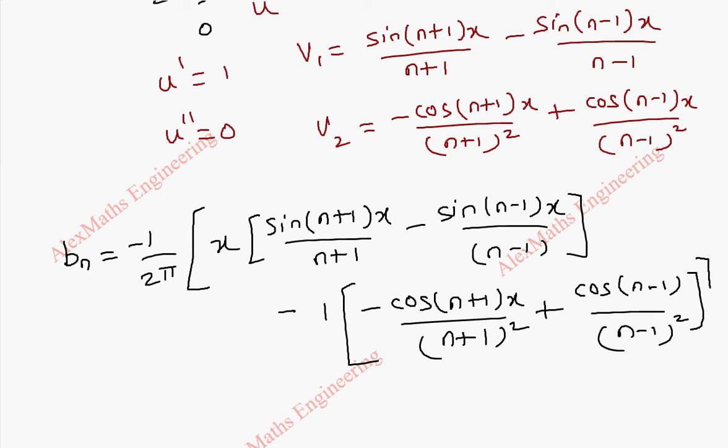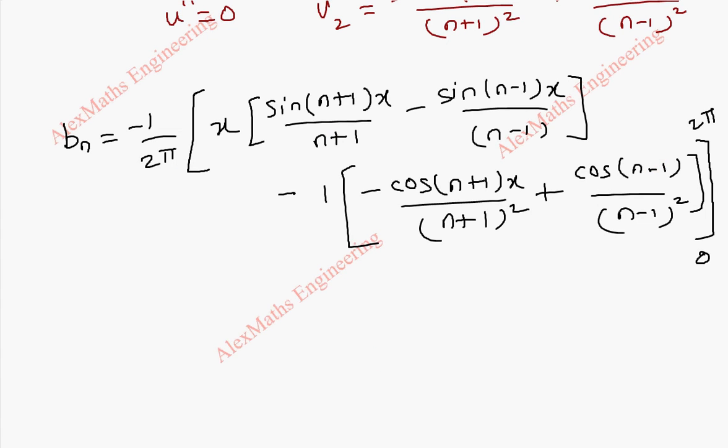Then whole bracket close, and we have the limit 0 to 2 pi. When we substitute the limit, the sine terms are there. When I put 2 pi, it is 0. And since there is an x here, when I put the lower limit 0, the entire term is 0. So substituting this, the first term is fully 0.